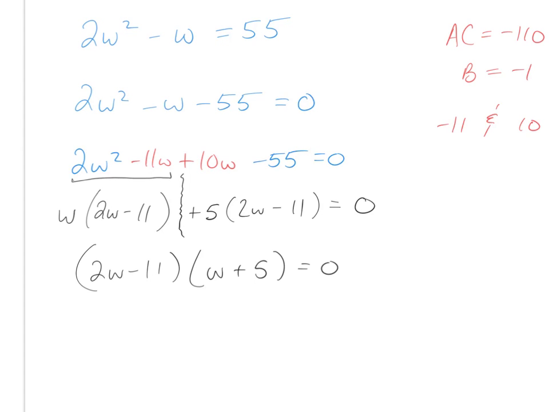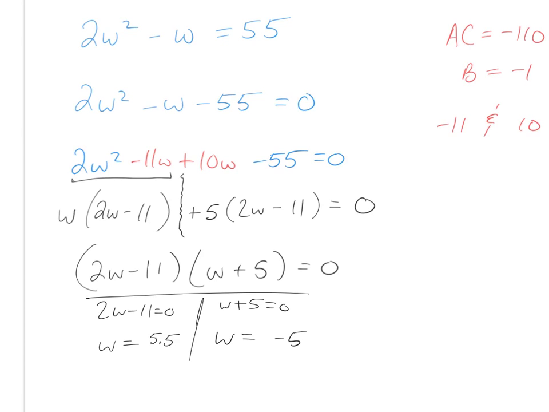Answers are... This one's easy, right? Negative 5 is one of them for sure. And what's the other answer, Hannah? 11 over 2. I wrote it as negative 5.5. I wrote it as positive 5.5. Oh, okay. Agreed?